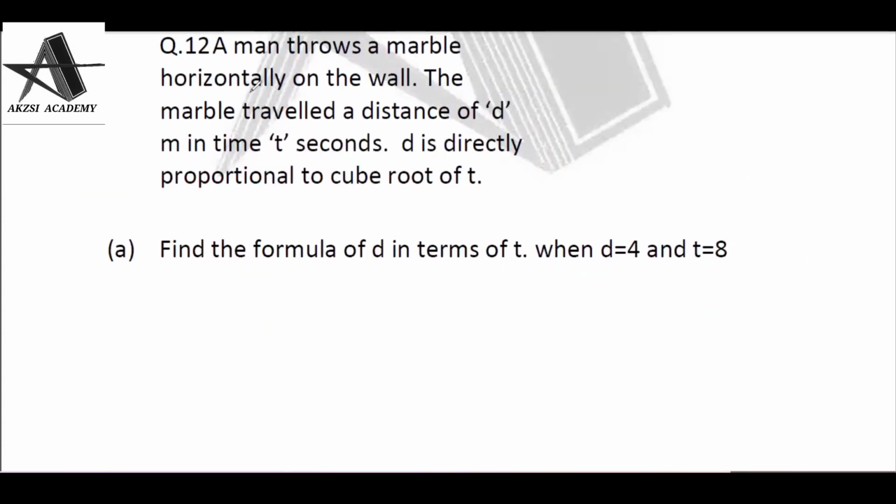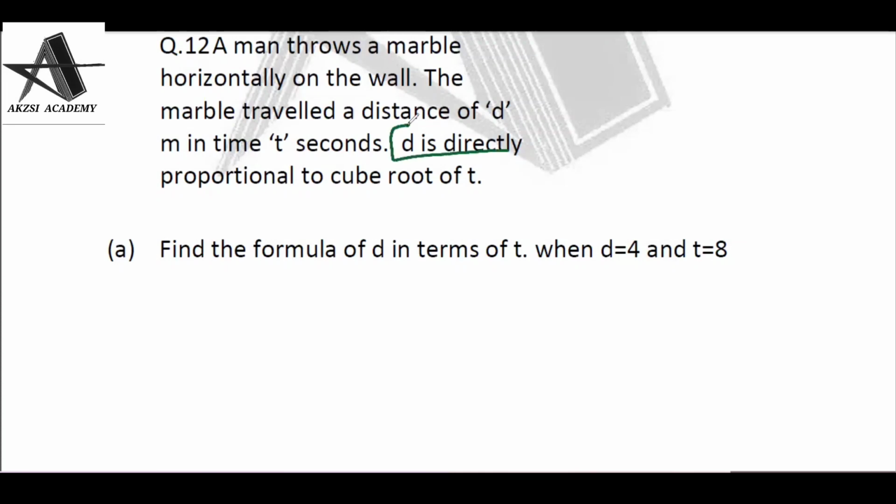A man throws a marble horizontally on the wall. The marble traveled a distance of d meters in time t seconds. D is directly proportional to the cube root of t. Find the formula of d in terms of t when d equals 4 and t equals 8.